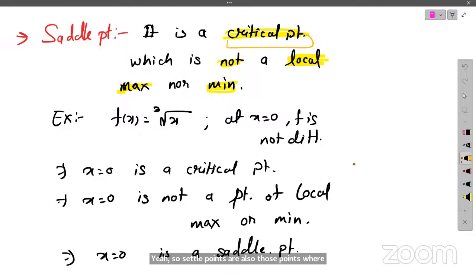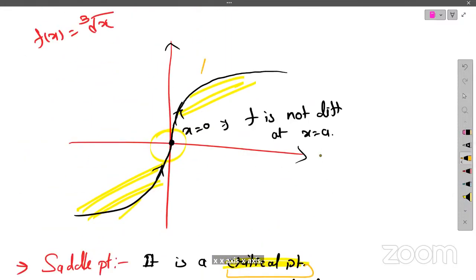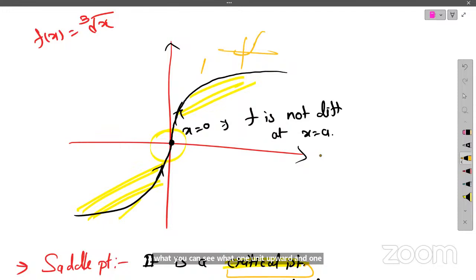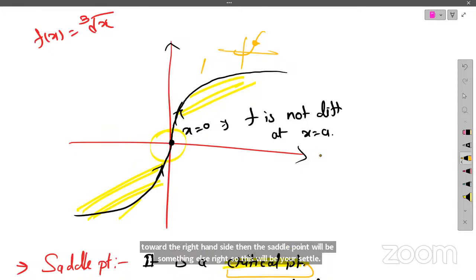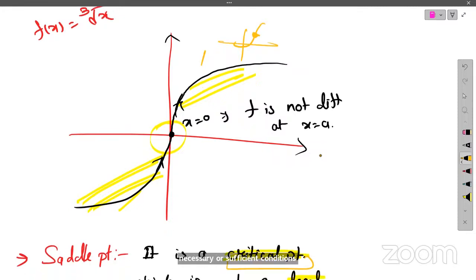Ma'am, can we define a saddle point like this: a point which has the same behavior and touches the x-axis, then it's a saddle point? No, it's not always the case, because if you shift this graph 1 unit upward and 1 unit toward the right-hand side, then the saddle point will be something else. This will be your saddle, which is actually not touching the x-axis. So touching the x-axis is not a necessary or sufficient condition for saddle points. Okay, ma'am, got it.